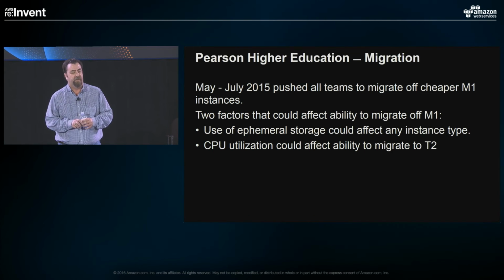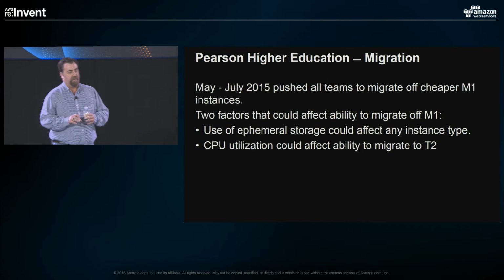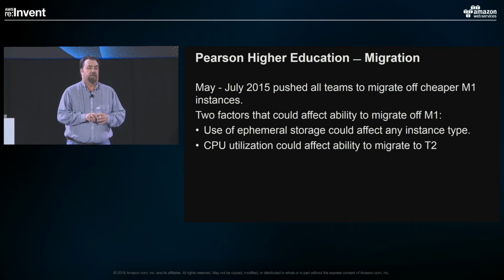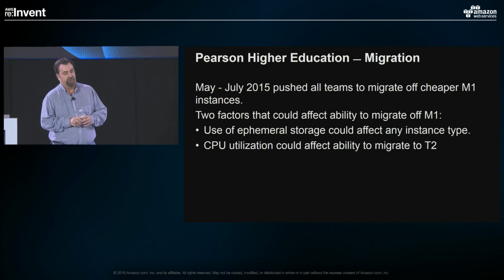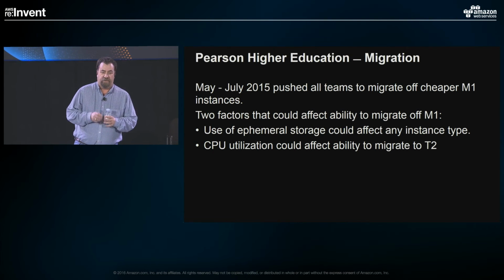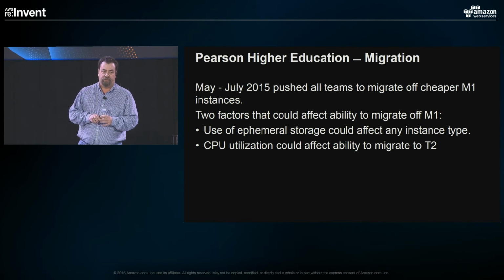The other factor was CPU utilization. As Luke said, your sweet spot's about 5%. So if you have an average of 5%, this would be a good candidate for a migration to T2. But if the application demanded higher average rates, then T2s wouldn't be the right one. So recognizing all these cost savings, migrating off the M1s, we had a large number of them.